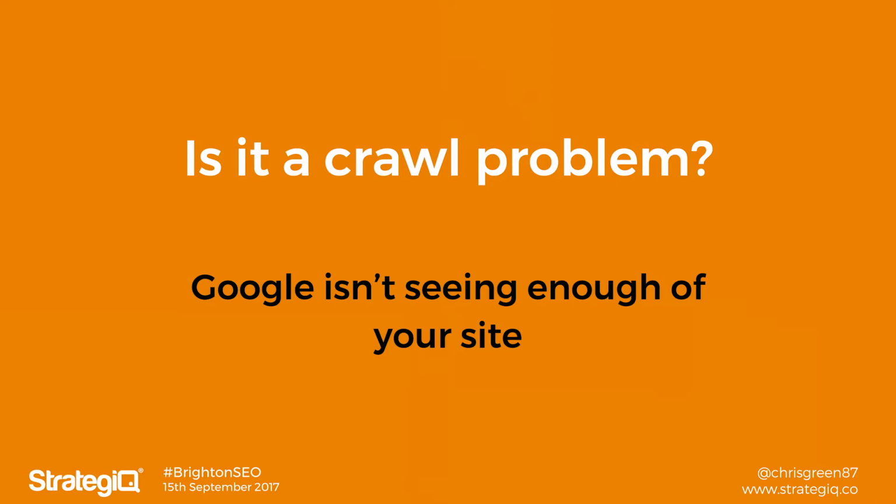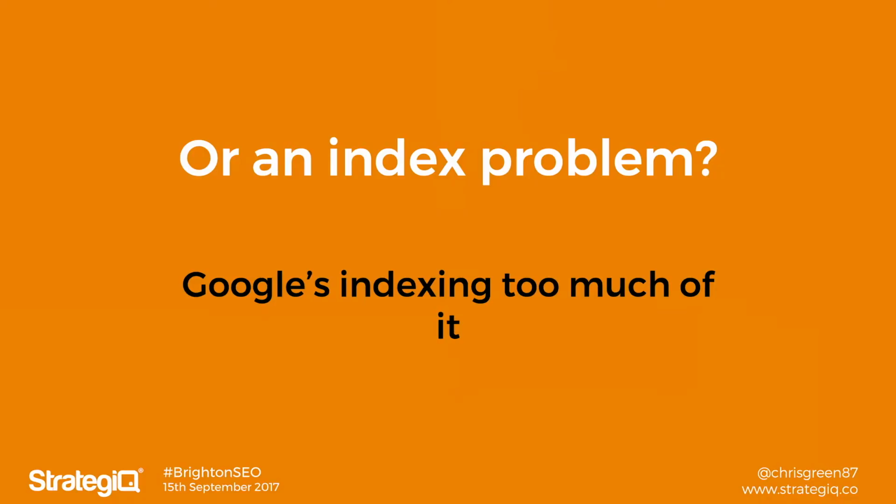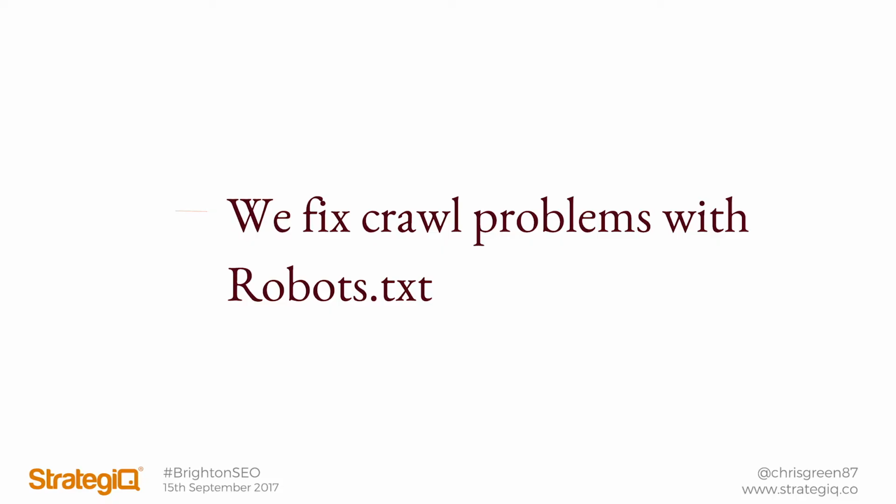Is Google not seeing enough of your site regularly enough? Is it not being able to complete the crawl satisfactorily, regularly enough? Or, conversely, is it an index problem? Is Google seeing too much of the bad stuff? There are lots of thin content pages, lots of duplication, basically index bloat, making the site look too large.